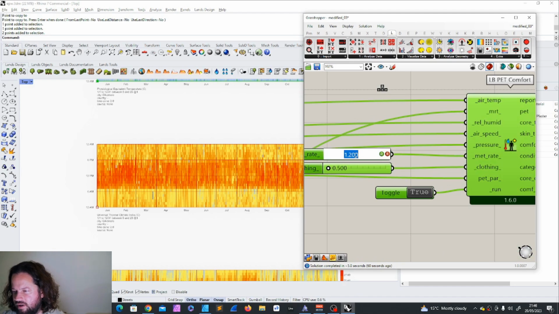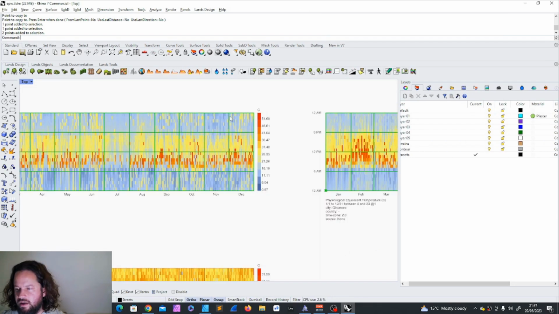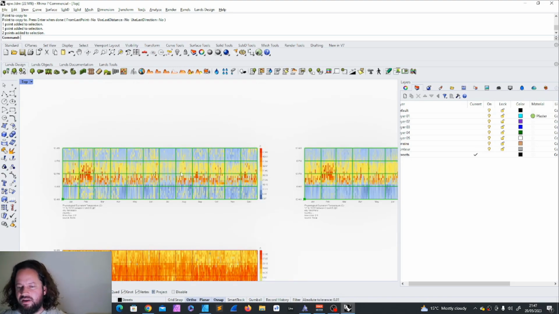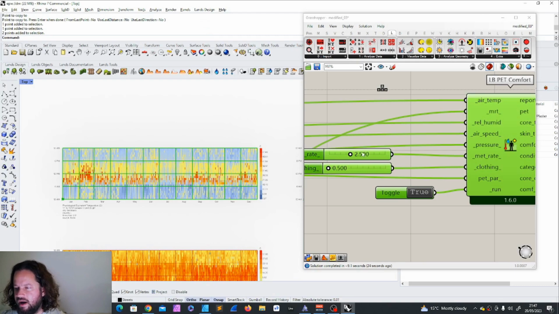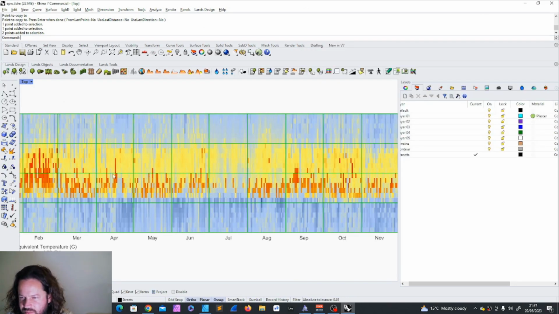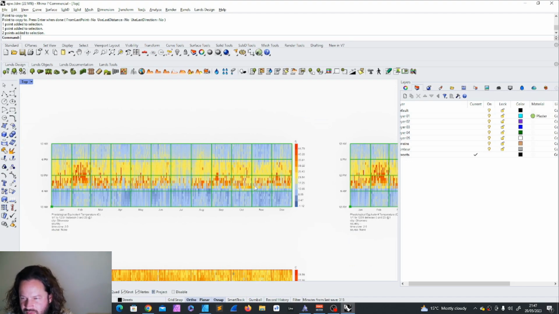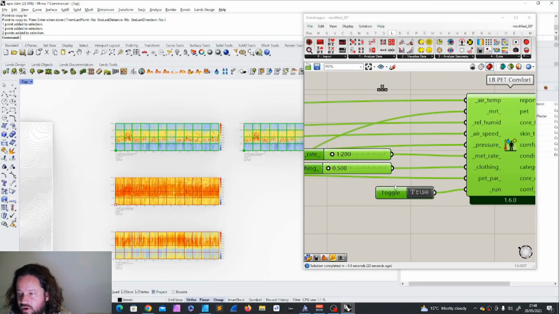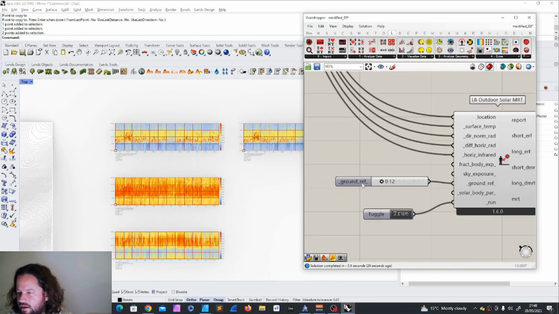I wonder what happens if I change this to, let's say, 2.5. Yeah, okay. So it means higher metabolism means hot feels even hotter. That makes sense. Okay, let's go back here. So probably in some years it's better you don't work in the afternoon outside because it just feels really, really hot.